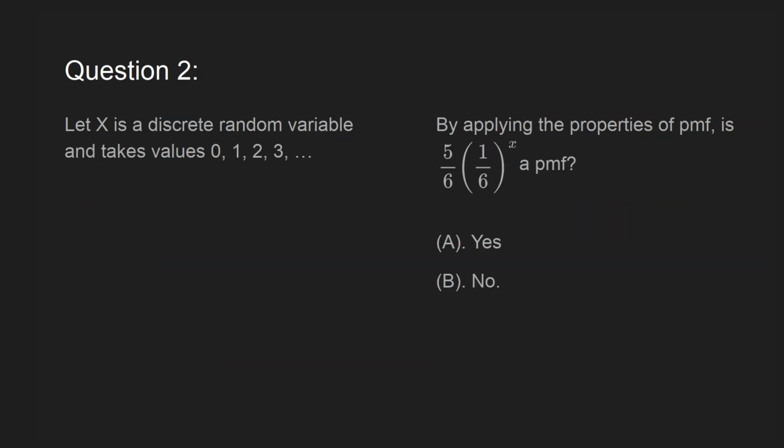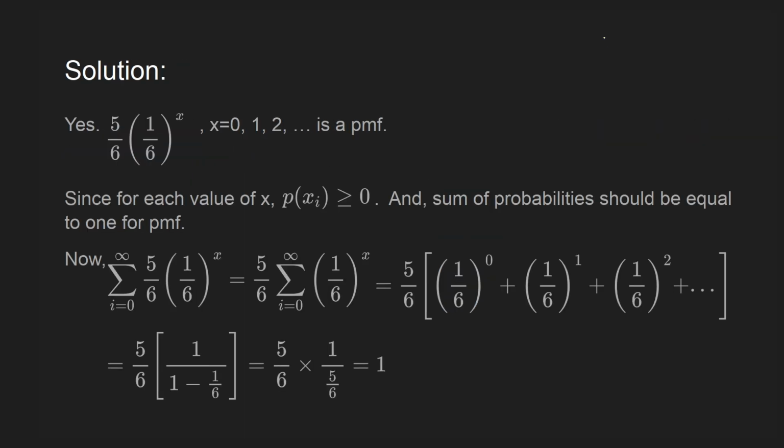Now our question number 2 is, let x be a discrete random variable that takes the values 0, 1, 2, 3 and so on. By applying the properties of PMF, is (5/6)(1/6)^x a PMF? We have to find out whether this term is a PMF or not. There are two properties of PMF. First, the probabilities should be greater than or equal to 0, and the second is that the summation of all the probabilities should be equal to 1.